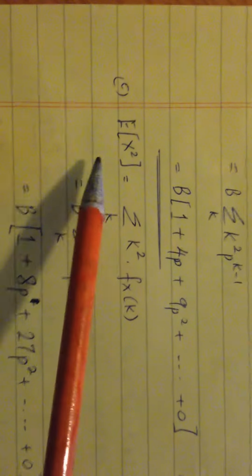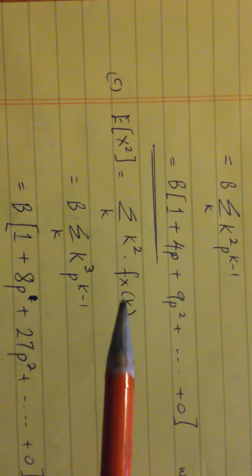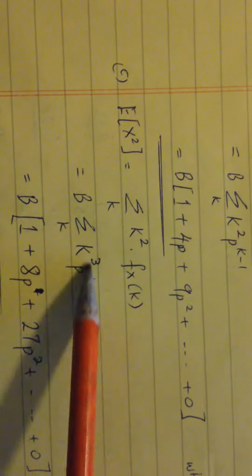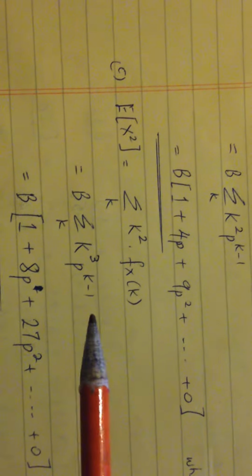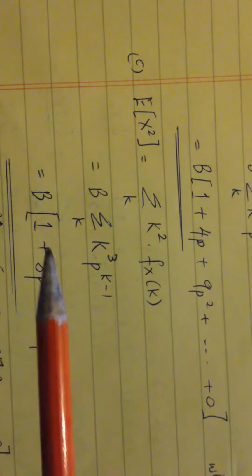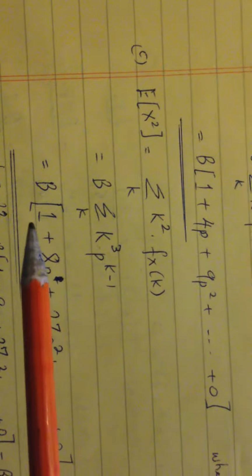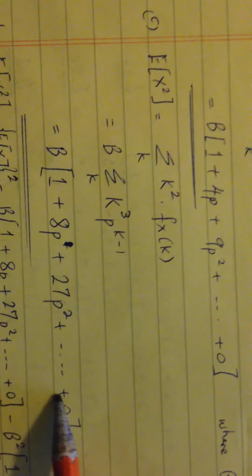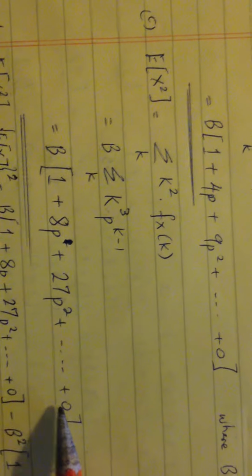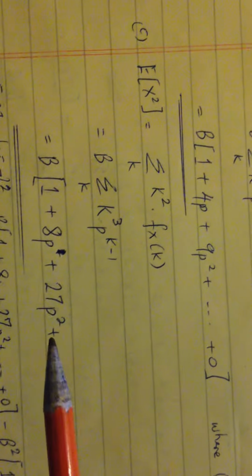Similarly, for the expected value of x squared, we use the formula, which is this, and substitute for the probability density function, giving us this. Then we expand the summation, which gives us this, and at some point, like stated above, these values of p will decay to 0 because p is between 0 and 1.